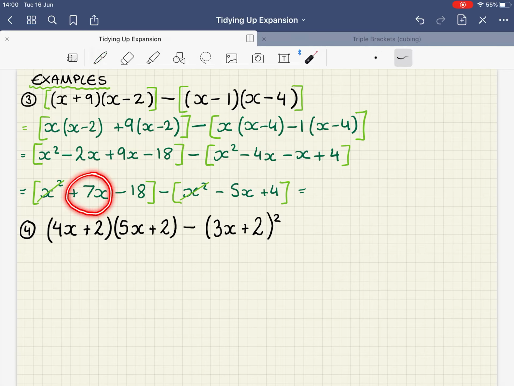Then look at the next bit. I've got 7x, take away negative 5x. Because I've got that double negative, remember I'm taking away negative 5, that means I'm adding. So what I actually need to do is 7 add 5, which is going to give me 12x. Those double negatives are going to make a positive.